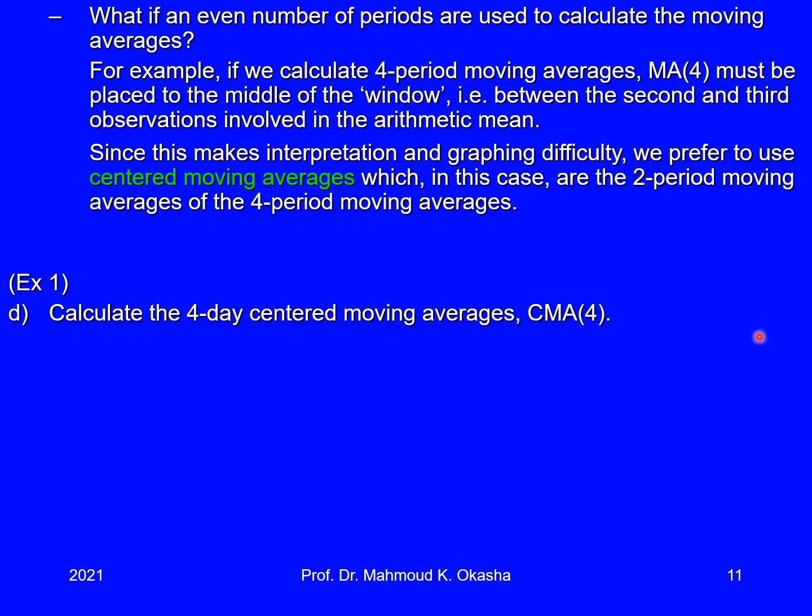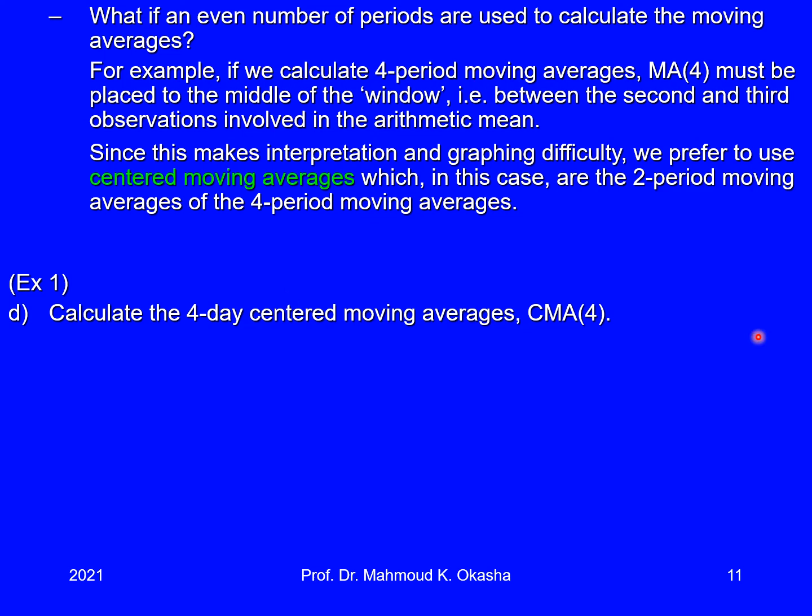We prefer to use a centered moving average in order to get it back to the middle of the data, which in this case is the 2 point moving average of the 4 period moving average. So we make a 4 point moving average, then we make a 2 point moving average and center the results, the averages themselves, again in the data.